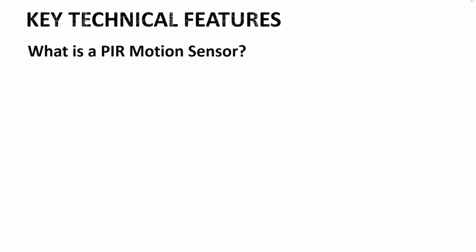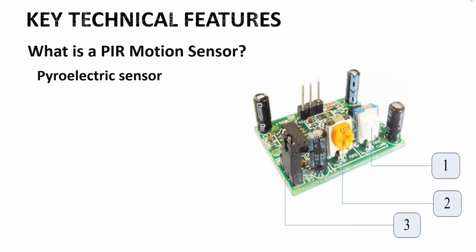Before I talk about technical feature, I want to tell you what is a PIR sensor. PIR motion sensor is an electronic sensor that intake infrared light radiating from the objects which are present in its area. It consists of pyroelectric sensor which generates energy when exposed to heat. As we can see in the diagram, it consists of three pins: VCC, ground, and output. It is labeled as 1, 2, and 3 in the diagram. One pin will be grounded, another will be signal, and the last pin will be power. It has a power usually up to 5 volts.